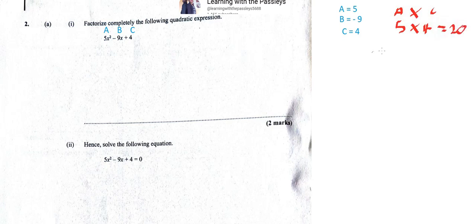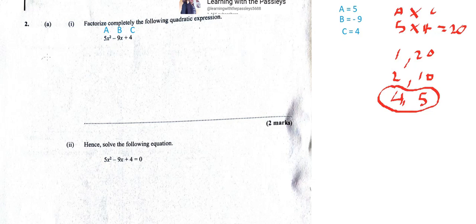So now I am going to list the factors of 20, right? So I'm going to use two factors of 20 together. When I multiply those factors, I should get 20. And when I add those factors, I should get negative 9. So these are the two factors that we can use to replace our B term.